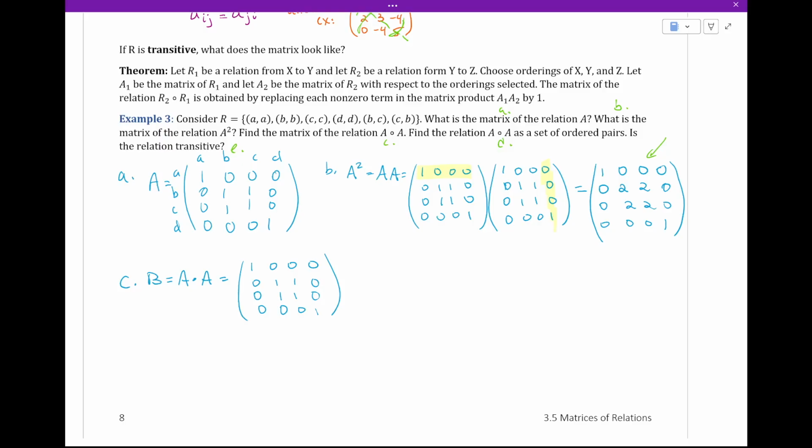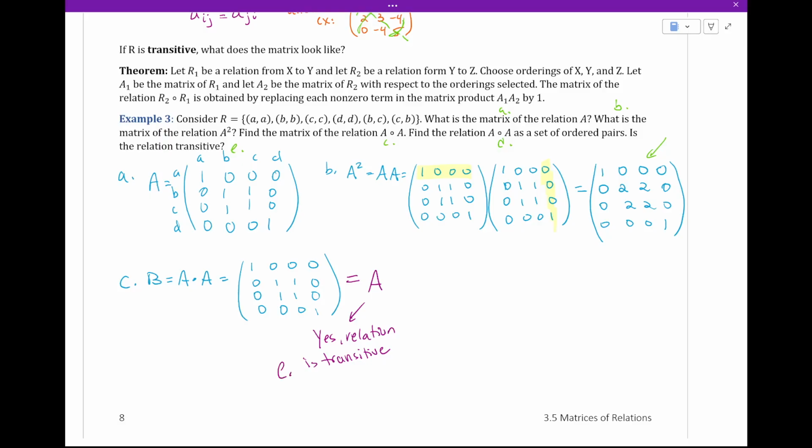Does that look familiar? That is equal to A. So that means that yes, this relation is transitive. That is how you check a transitive relationship. You look at A squared, and then change all of the non-zero elements to 1's. And then if that's the same thing as A, then it's transitive. So actually this is transitive.